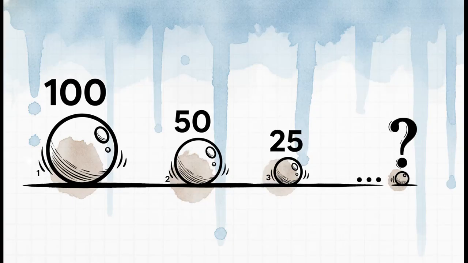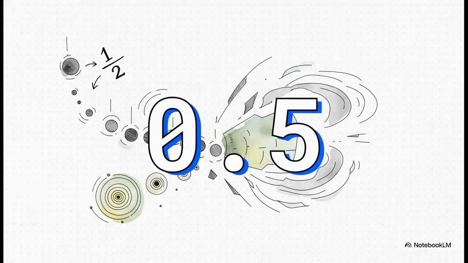Let's try another one. This time, the sequence is 100, 50, 25. See how the numbers are getting smaller? This is what we call a decay sequence. But don't let that throw you off. The process is exactly the same. The secret, again, is the common ratio. Just do 50 divided by 100, and you get 0.5, or 1/2.